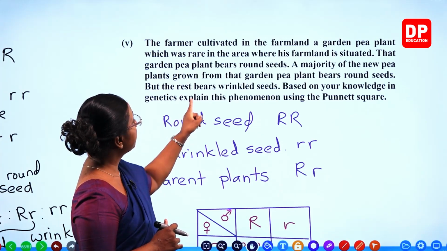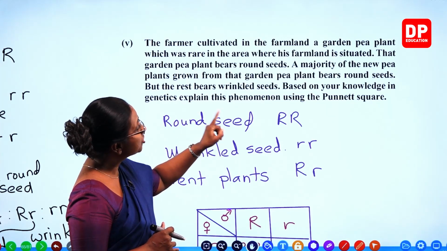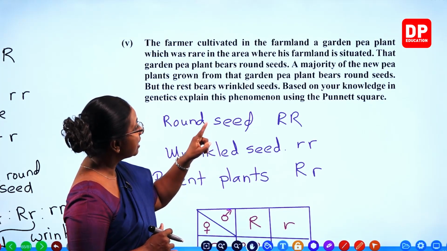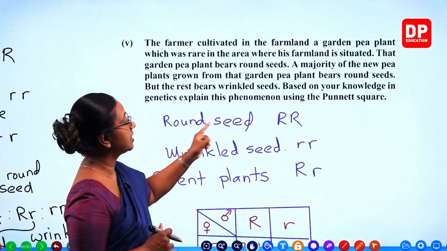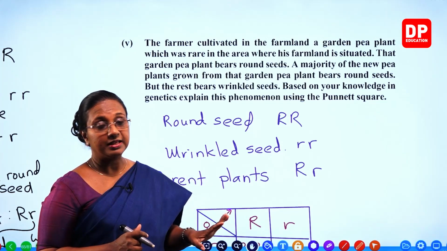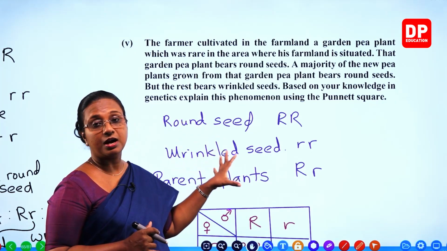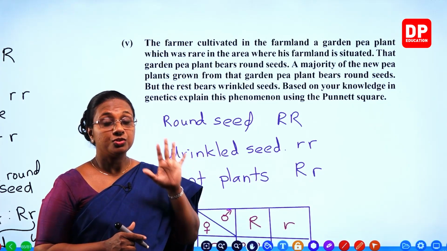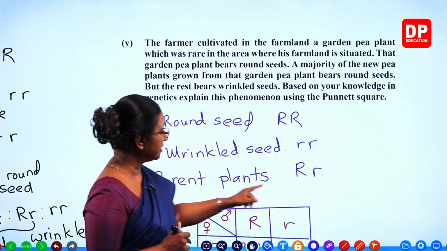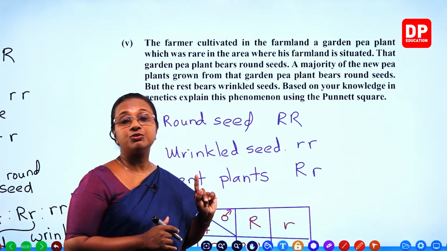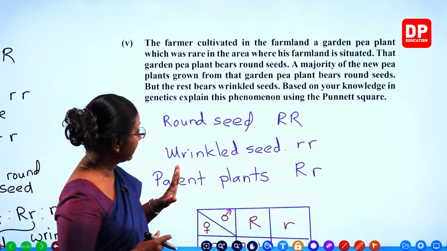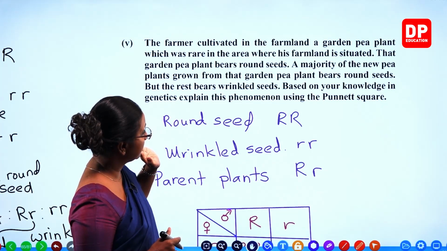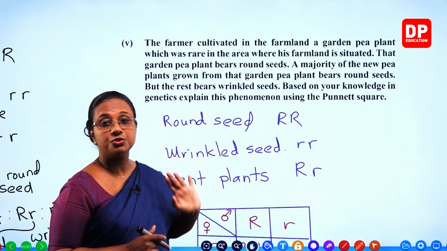That garden pea plant bears round seeds. A majority of the new pea plants grown from that garden pea plant bear round seeds, but the rest bear wrinkle seeds. Is that clear? So, the parent has only round seeds, but the new generation has both round and wrinkle. So, then immediately you have to understand it should have been a heterozygous condition. Is that clear? So, based on your knowledge of genetics, explain this phenomenon using the Punnett square.